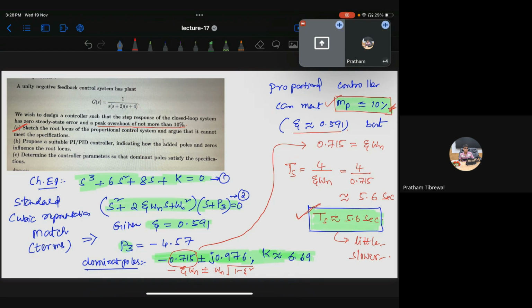Their studies reach the steady state within a fraction of seconds, 0.6, it may not even be 1 second, if you see their curves. So here 5.6 seconds is very high.